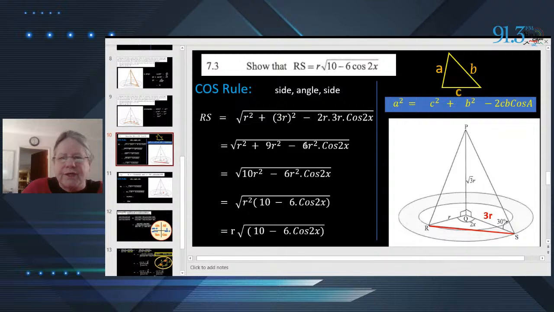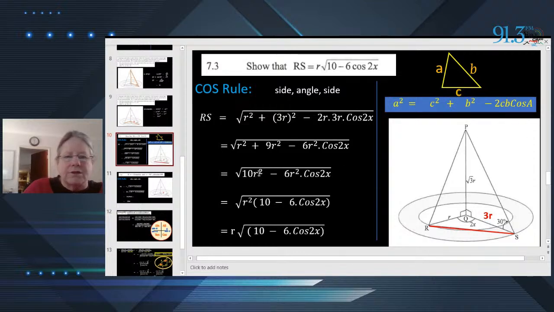There's a cos adjoined to this. So you cannot. This 6R squared belongs to the cos. But we can add up the R squared plus the 9R squared, which gives us 10R squared minus 6R squared times cos 2x. So now they're checking whether you can factorize.